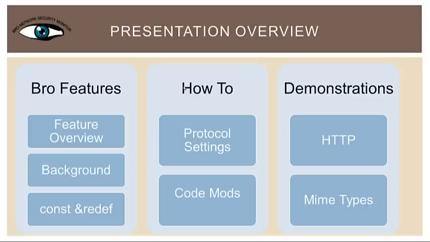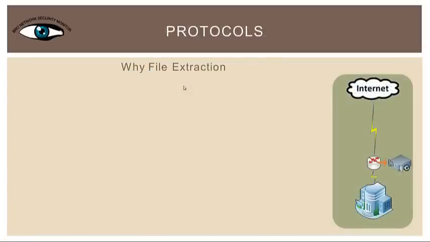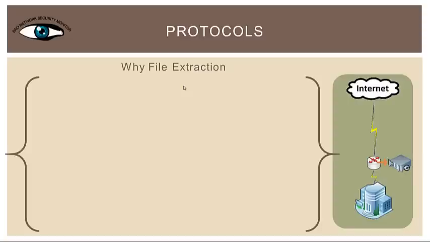To get started today, we're going to do a quick overview of some of the Bro features, then we're going to do a how-to, and then we'll actually do some demonstrations. So let's start by looking at our company. Our company has its first Bro sensor installed at the border. The Bro sensor is sitting on a tap or a span port and gets a copy of all the traffic into and out of the network.